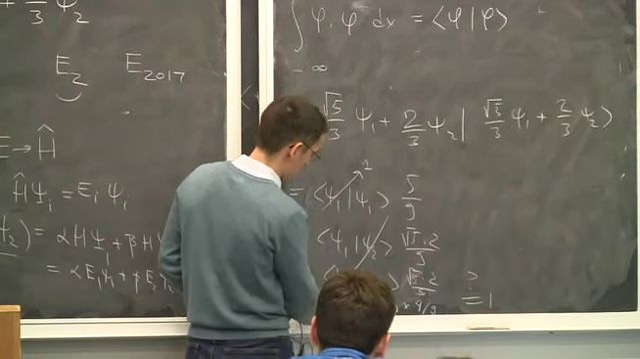And the probability of getting any other result is 0. The only two results you can get if you measure the energy of the system, which has this function representing its state, are E1 and E2. Okay? And we also can calculate the average result for the energy, right? So how do we do that?